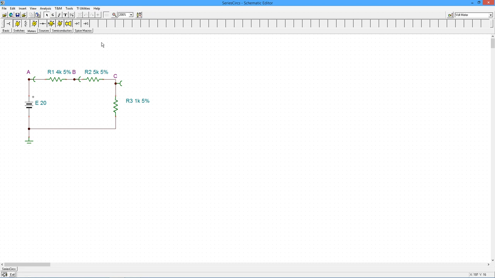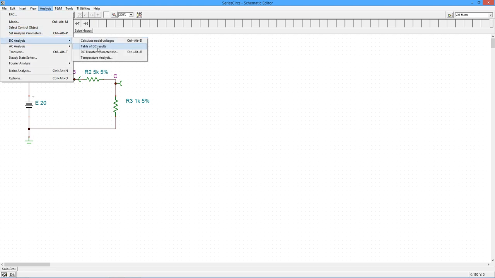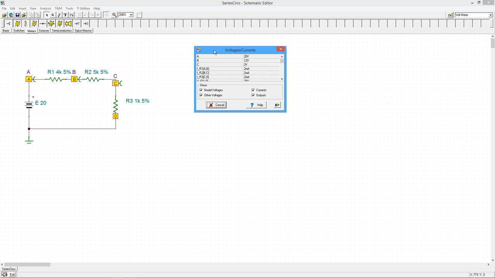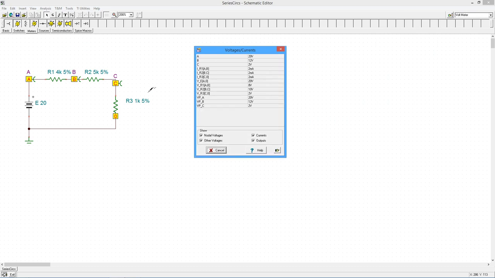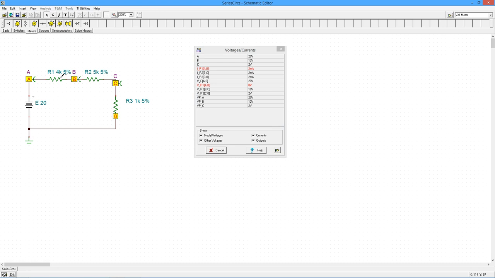So let's see what we get. We'll come up to the analyses and we'll just grab the table of DC results. Pull this over here. See what we get. Okay, so looking at the 4K, there's the 8 volts that we expected. And notice the current's 2 milliamps. And before we go any further, notice the current through R2 and R3 as well as the source. These are all 2 milliamps. Okay, so 20 volts at the source, then we've got the 10 volts we calculated for R2, and then finally the 2 volts we calculated for R3.